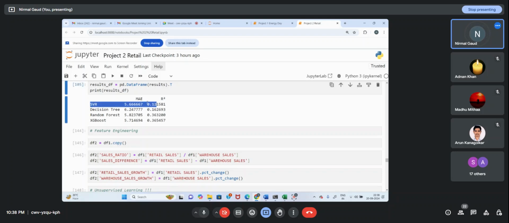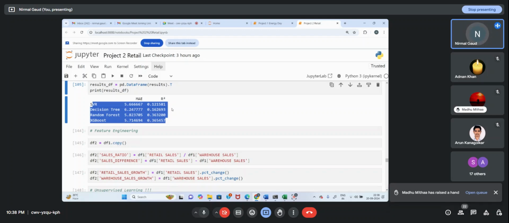These are the results. Okay, so MAE, mean absolute error, I calculated, and these are the R2 scores. Linear regression is showing good. However, the R2 score of linear regression is less than random forest and XGBoost.